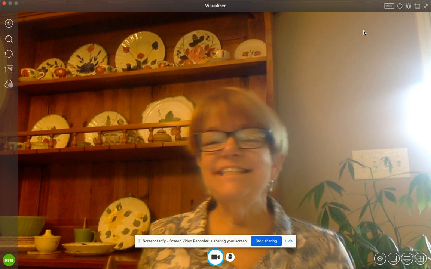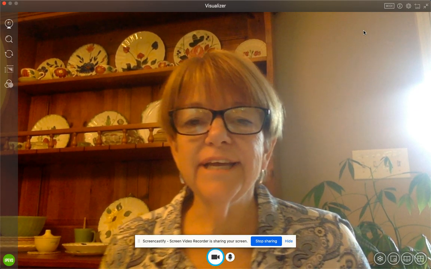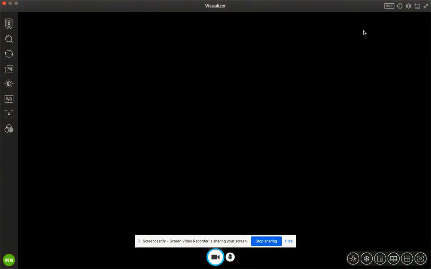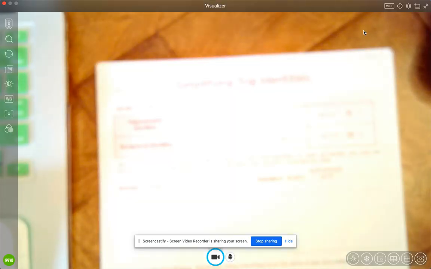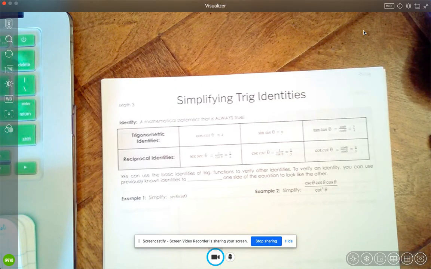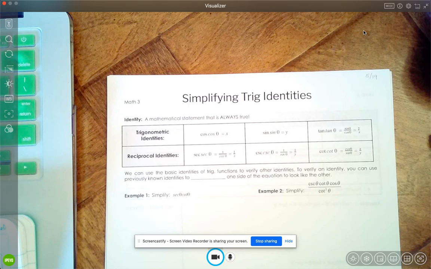Hello. Today we're going to keep going with solving our trig functions, and we're going to solve trig identities. Yesterday we worked with linear and angular speed, which is trig functions. Today we're going back to the sine, cosine, tangent, and we're going to simplify some trig identities.